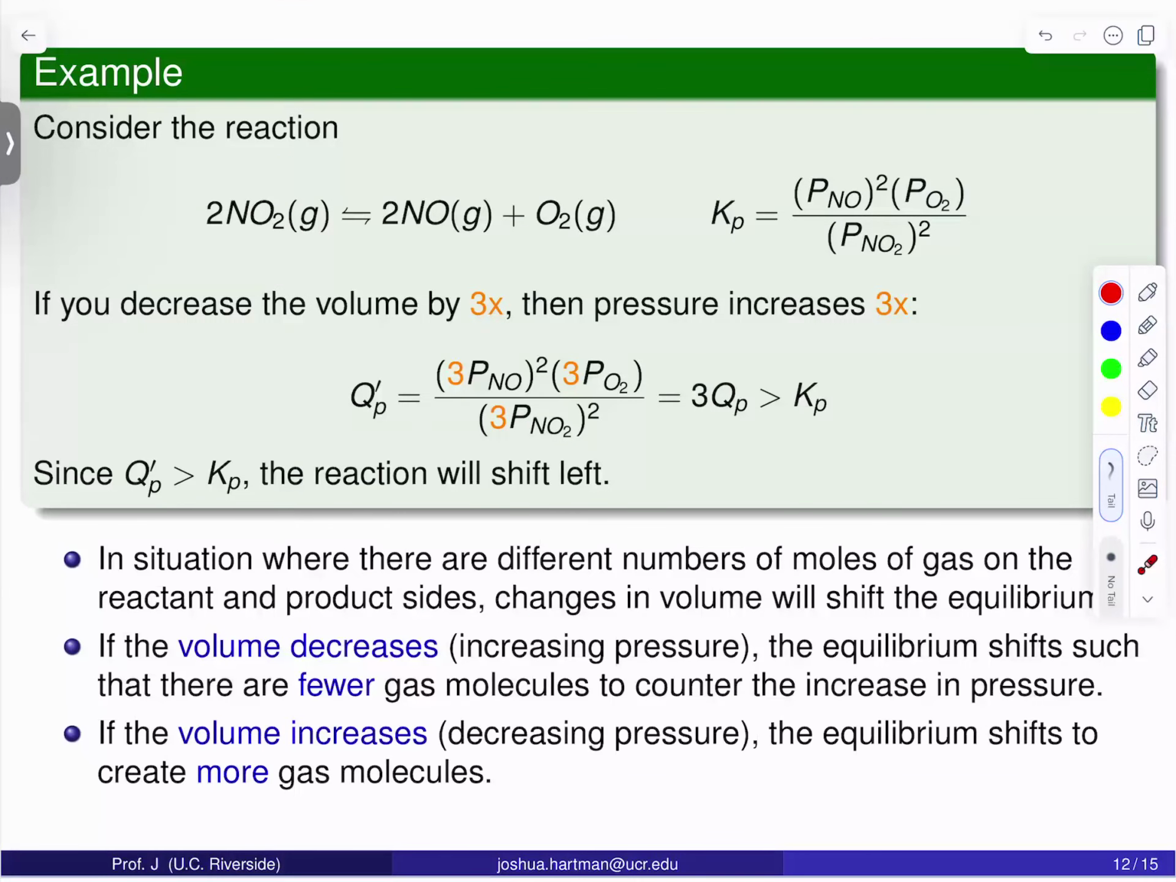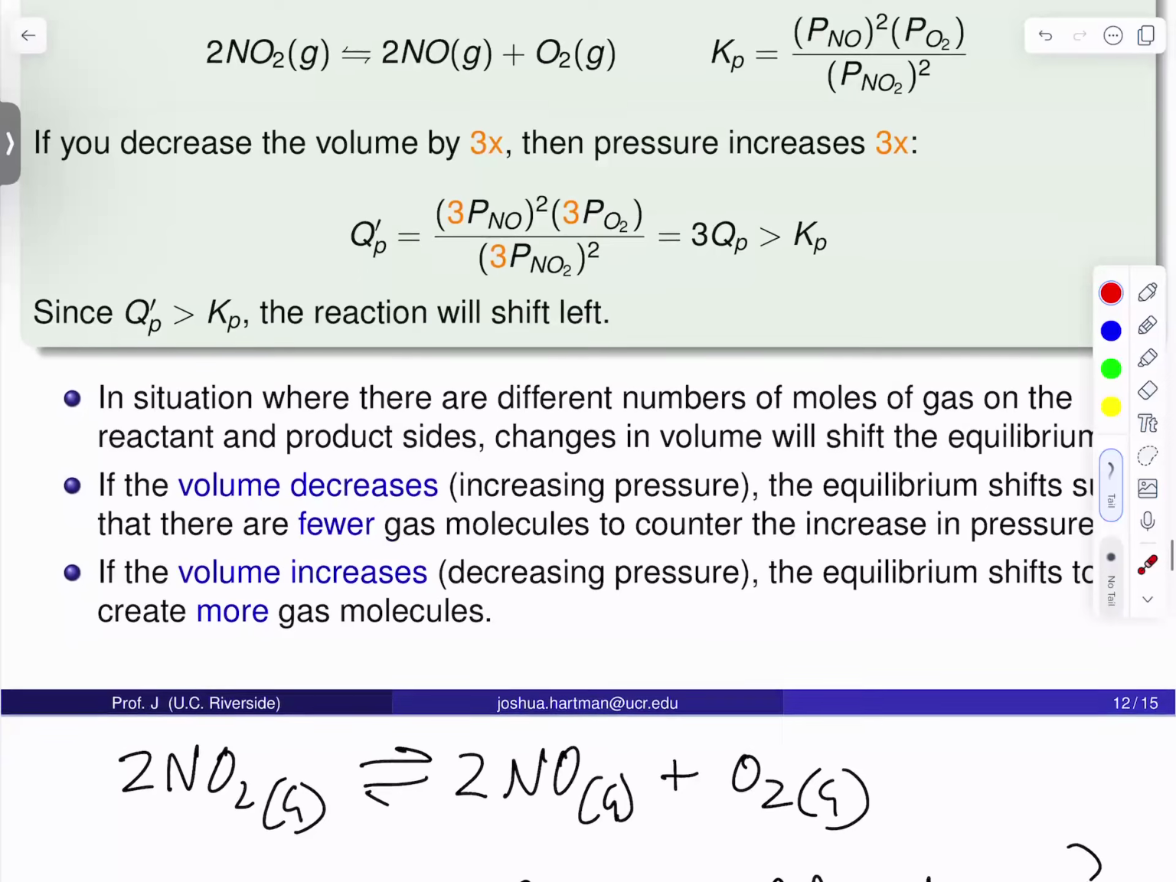So to summarize this, in situations where there are different numbers of moles of gas on the reactant and product sides, changes in volume will shift the equilibrium. If the volume decreases or increases the pressure, the equilibrium is going to shift such that there are fewer gas molecules to counter the increase in pressure. If the volume increases or you decrease pressure, the equilibrium shifts to create more gas molecules, again, to counter the decrease in pressure.